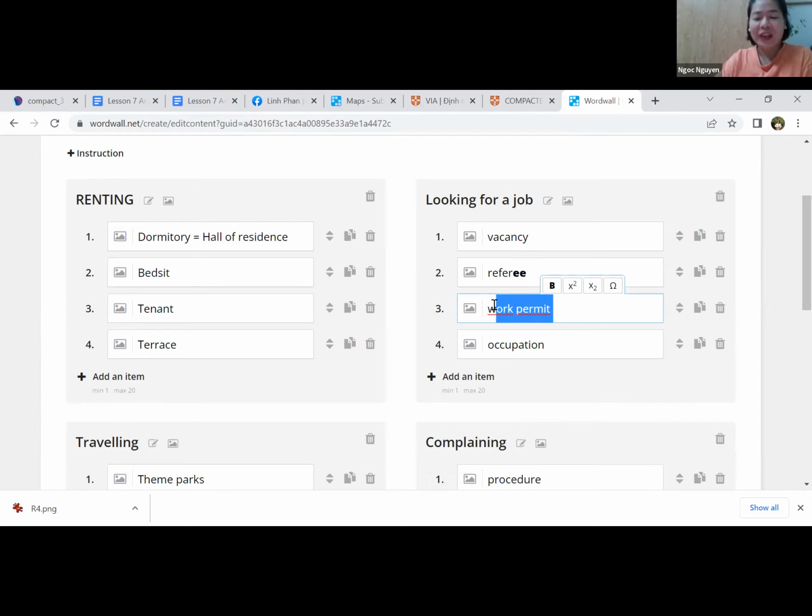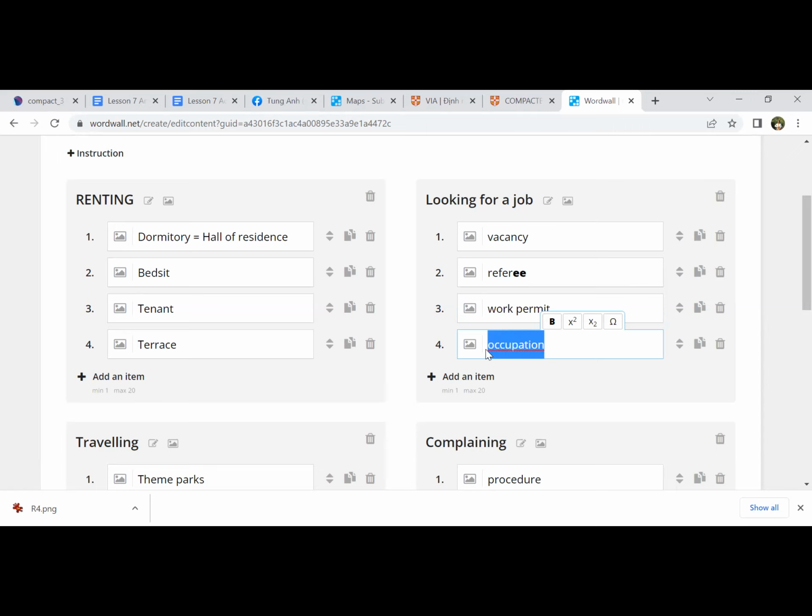Yes, work permit. Thank you, Ling. And yes, you guys will need a work permit if you want to work or earn money in another country, in a foreign country. Otherwise, you may be working illegally. Thank you, Ling. And a quick check. Occupation. Can you give me a synonym of the word occupation? Job or profession. Yes, a job or profession.